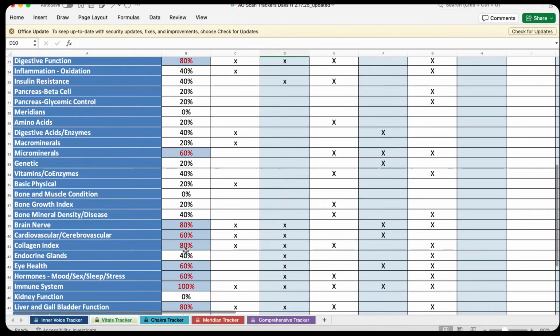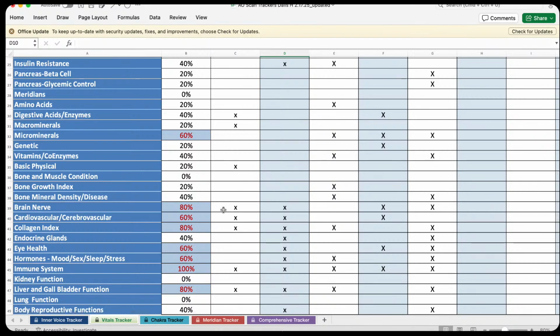Microminerals 60% of the time. Brain nerve shows up 80% of the time, dealing with nervous systems and nerves that go up to the brain. I'm writing that down. Collagen index shows up 80% of the time. The immune system, something from the immune system is triggering 100% of the time. And liver and gallbladder function is showing up 80% of the time.